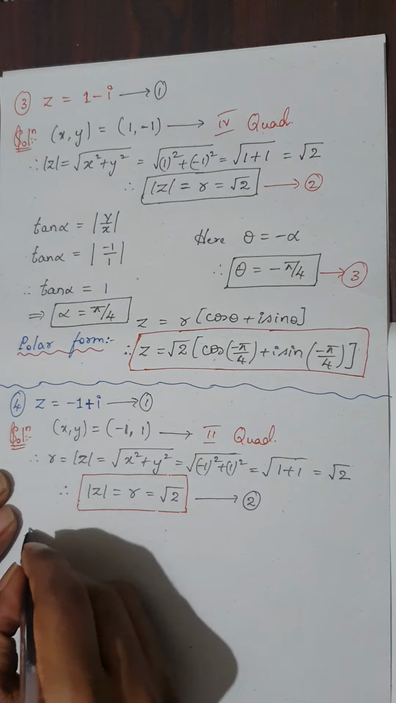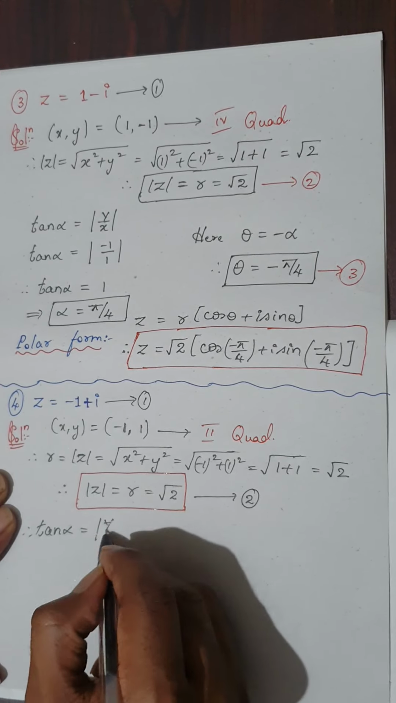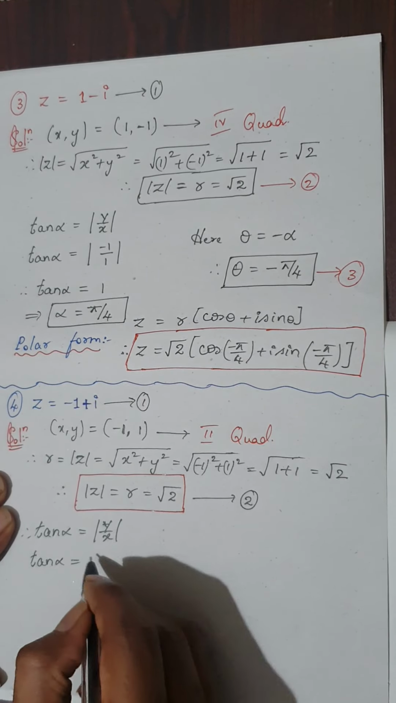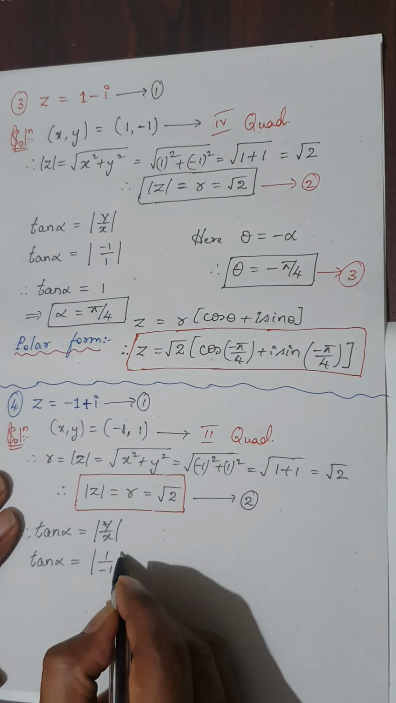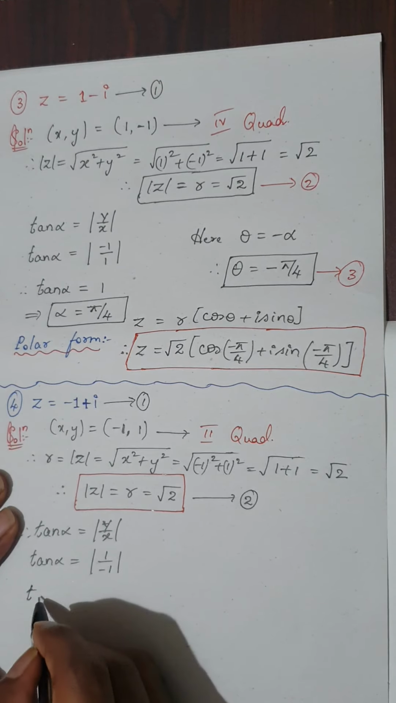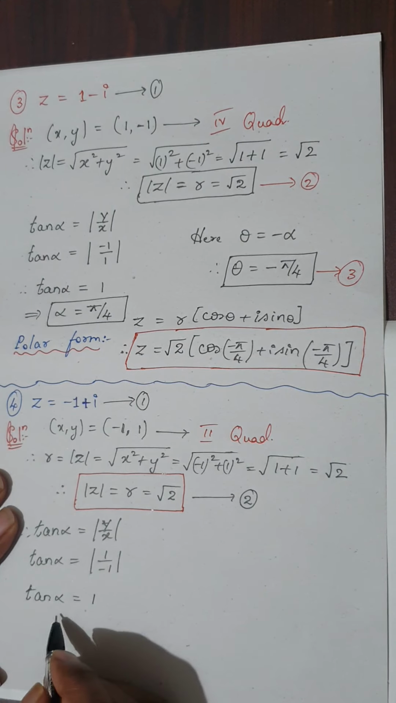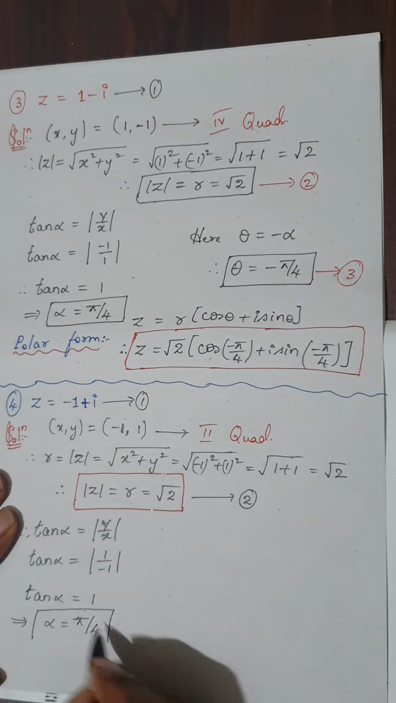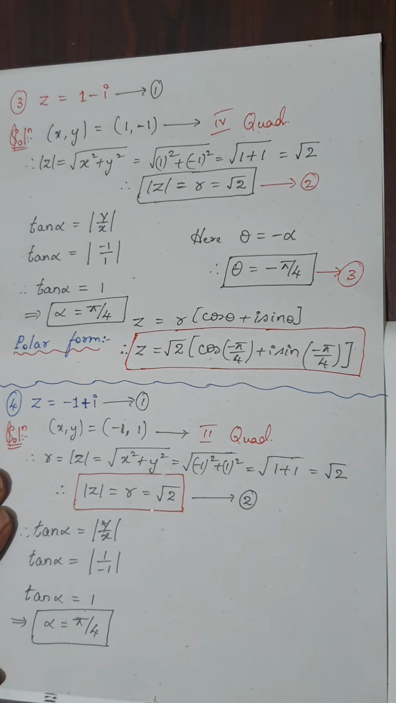Once that is done, let us find out the value of alpha. Tan alpha is equal to modulus of y by x. So you will get tan alpha is equal to modulus of y. What is y value? 1 divided by minus 1. Again you will get tan alpha is equal to 1. Tan what value is 1? You can simply write this implies alpha is equal to pi divided by 4, because tan 45 degrees is 1. We know tan 45 is 1, isn't it?